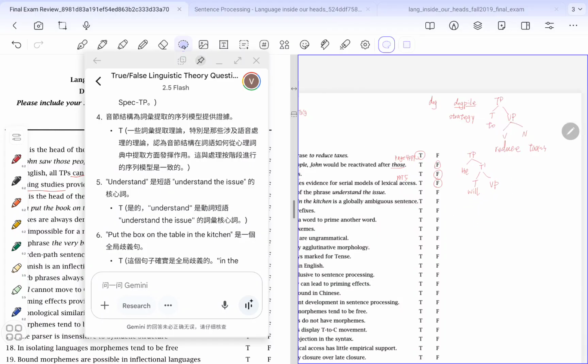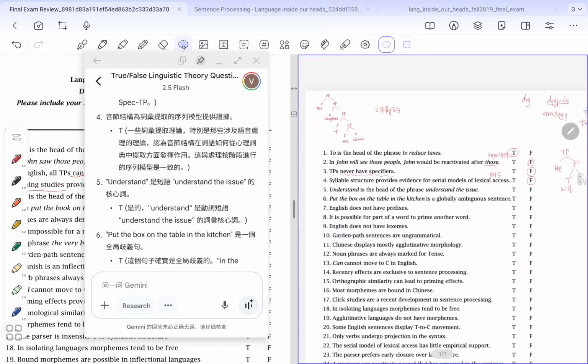Okay, five. True or false? Any true? Any false? No? Okay, it's true. On the issue, it will be a verb phrase.